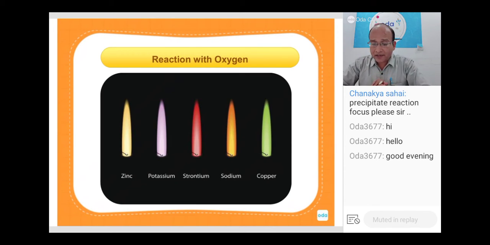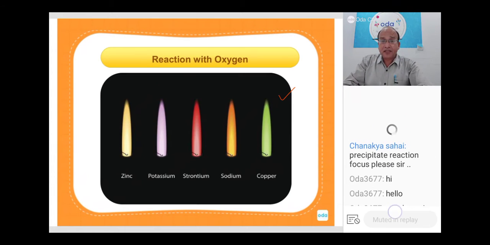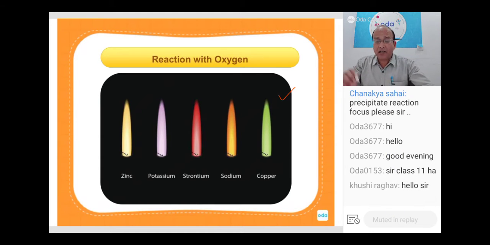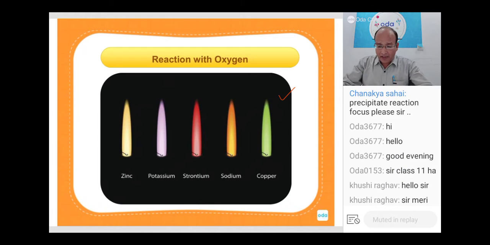So first of all, let's start with the reaction with oxygen. Okay, metals and non-metals burn in oxygen or air. And here is a picture in front of you, a very beautiful picture you can see beta. And this picture shows the flame color which metals impart when they are burned in oxygen or air.